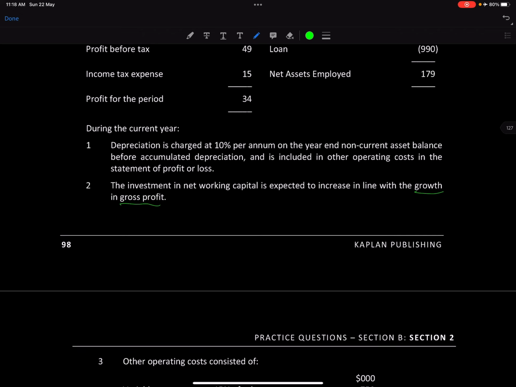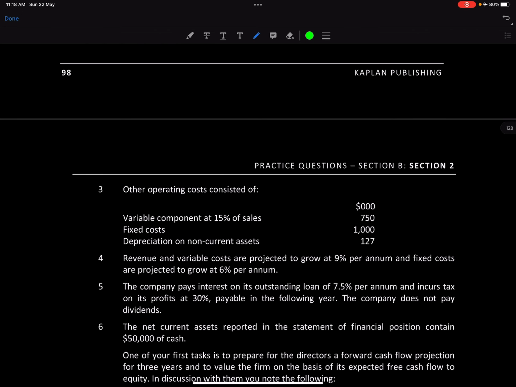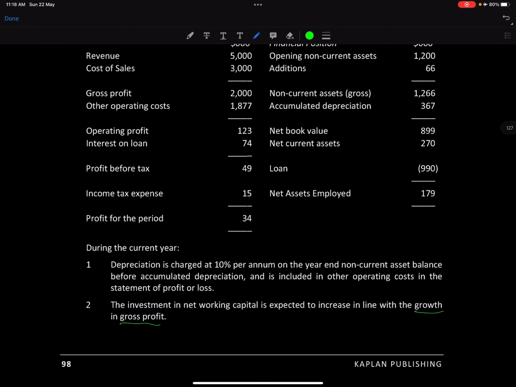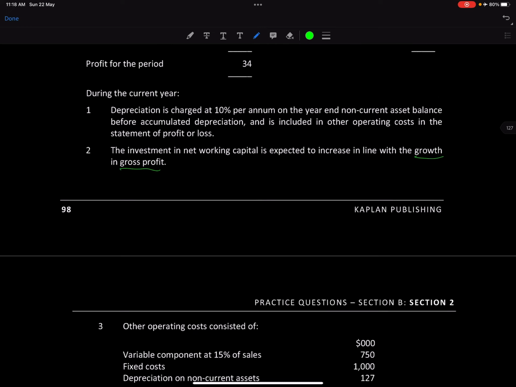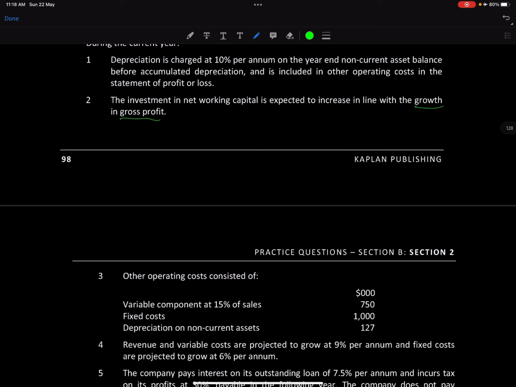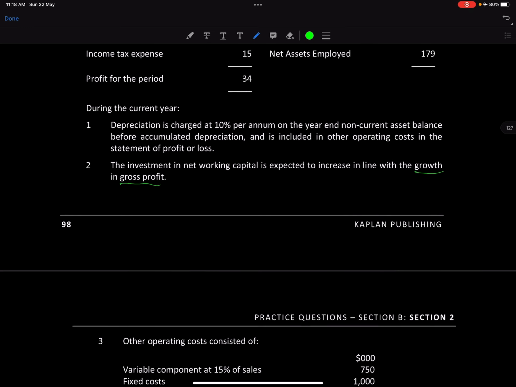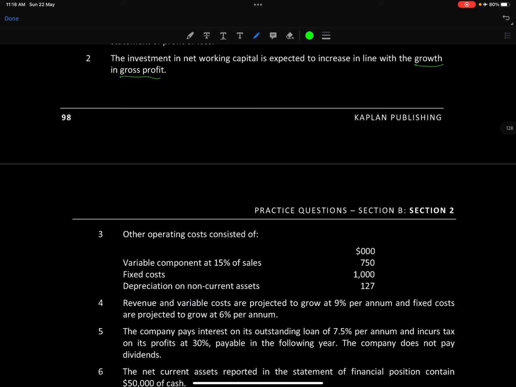Right. Non-current assets. Other operating costs consist of a variable component of 15% of sales, fixed cost 1,000, depreciation on non-current assets 127. Remember, there was 1,265 times 10%, you are getting 127, right? 10% out of this. And then 1,000 plus 750 plus 127. So we are getting 1,877. That's how. Okay, so that's why we've been given that.